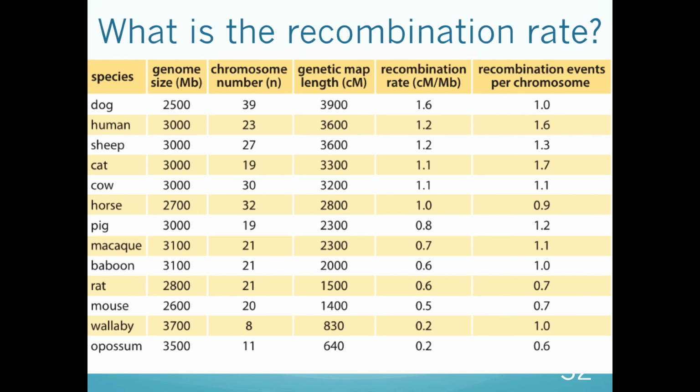So the recombination rate, we can look across a variety of different species, and we see that the recombination rate varies fairly significantly. But when you look at the recombination events per chromosome, it always ends up being right around one recombination event per chromosome per generation. And that makes sense. There's only one crossing over event that occurs per chromosome per generation.